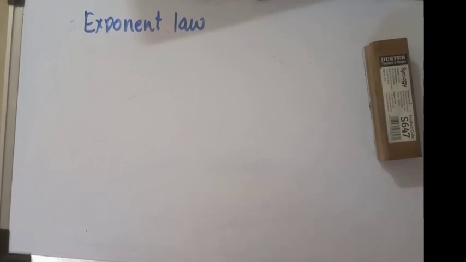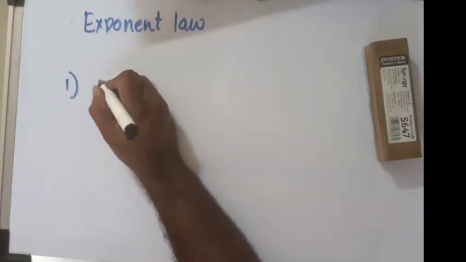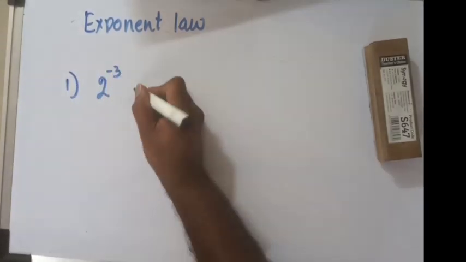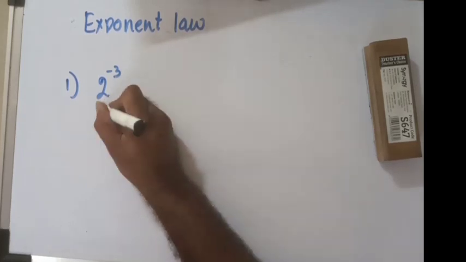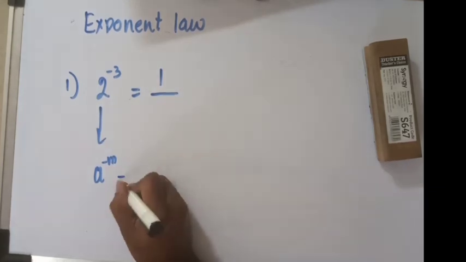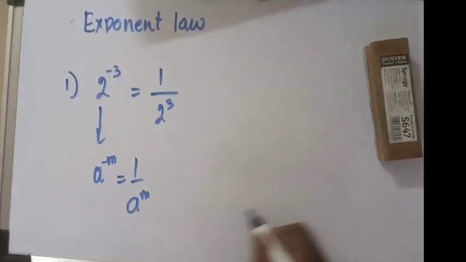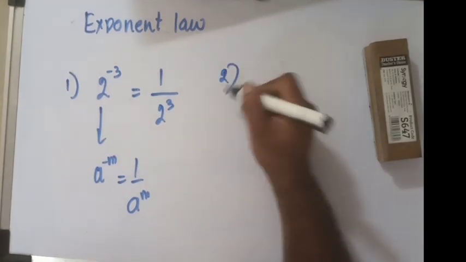Now I'll be solving a few sums for you here. Say I give you a question which is 2 raised to minus 3, and you know this is in the form of a raised to minus m, and a raised to minus m is 1 upon a raised to m. So 2 raised to minus 3 will be 1 upon 2 raised to 3.